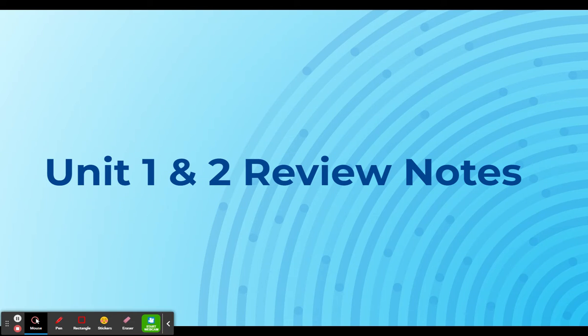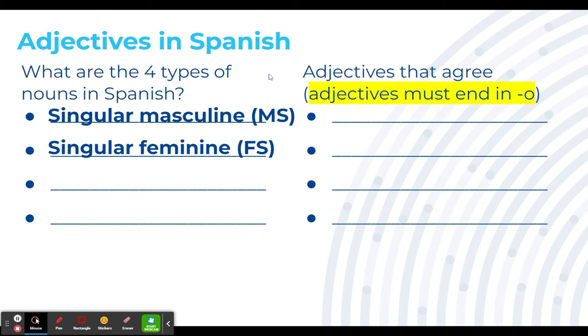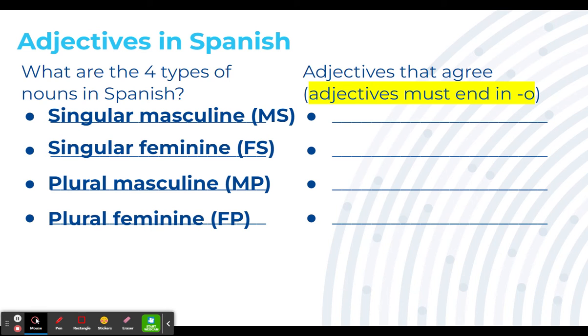Today we're going to talk about some grammar concepts from Unit 1 and 2 from last year. So we're going to start with adjectives in Spanish. In order to use adjectives in Spanish, we need to be able to identify the 4 types of nouns in Spanish. So we have singular masculine, MS, singular feminine, FS, plural masculine, MP, plural feminine, FP. And now these 4 types of nouns need adjectives that agree with them.